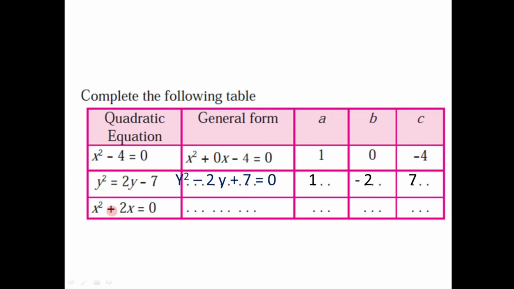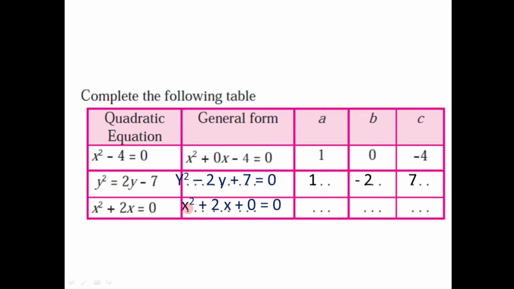The third equation is x square plus 2x is equal to 0. As we can observe here, the constant term, that is c, is not given. So we can write x square plus 2x plus 0 is equal to 0. Because the constant term is not given, we can write it as plus 0, because if we add 0 to any expression, that will not change the value of that expression.